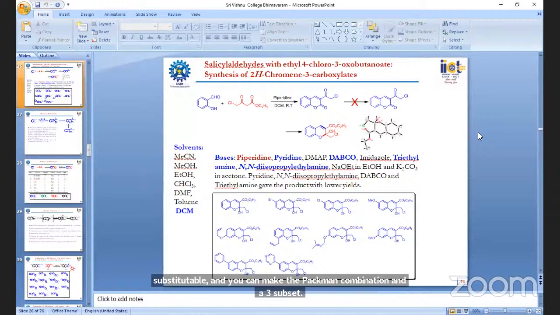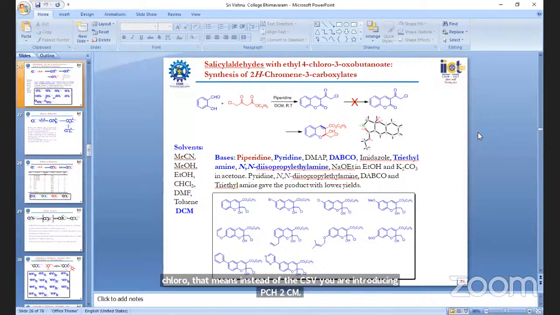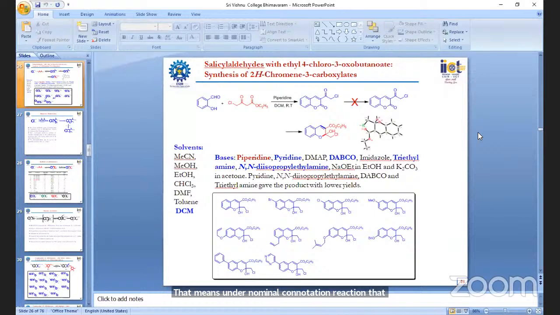This slide shows the novelty of the compound, what we can make. Just now I told you it starts from simple salicylaldehyde. Instead of ethyl acetate or methyl acetate, you can take chloroethyl acetate. That means instead of CH3, you are introducing CH2Cl, an electron withdrawing group. Under the Knoevenagel condensation, a simple piperidine or base catalyzed reaction in DCM at room temperature, you are supposed to get this compound. Where before it was C double bond O CH3, in this case you will get C double bond O CH2Cl.